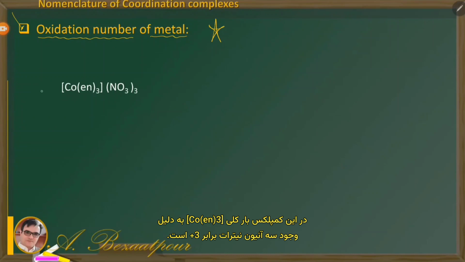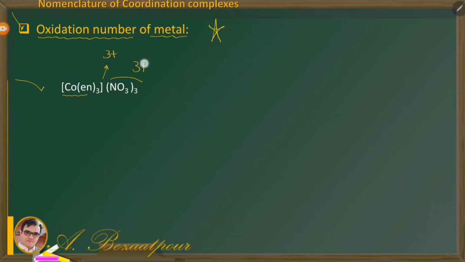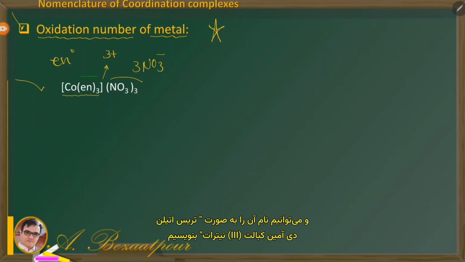The first one, in this complex, the overall charge of cobalt en3 is 3 plus because of 3 nitrate anions. On the other hand, ethylenediamine is the neutral ligand, which has no effect on the overall charge of the complex. Then cobalt has 3 plus oxidation state, and we can write the name as tris(ethylenediamine)cobalt(III) nitrate.